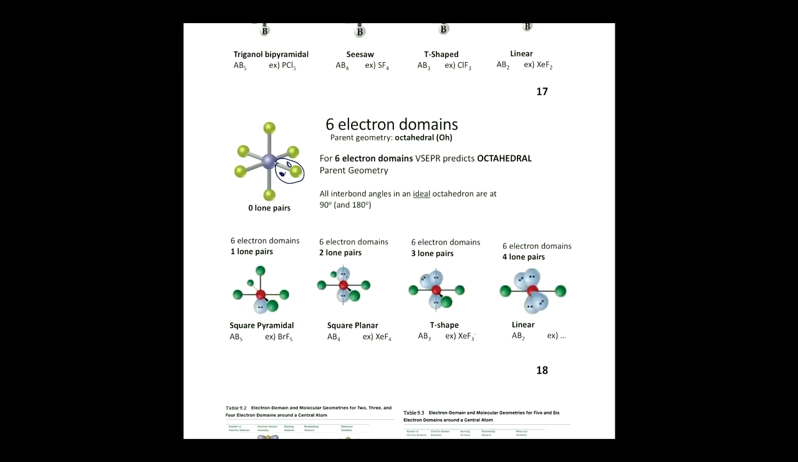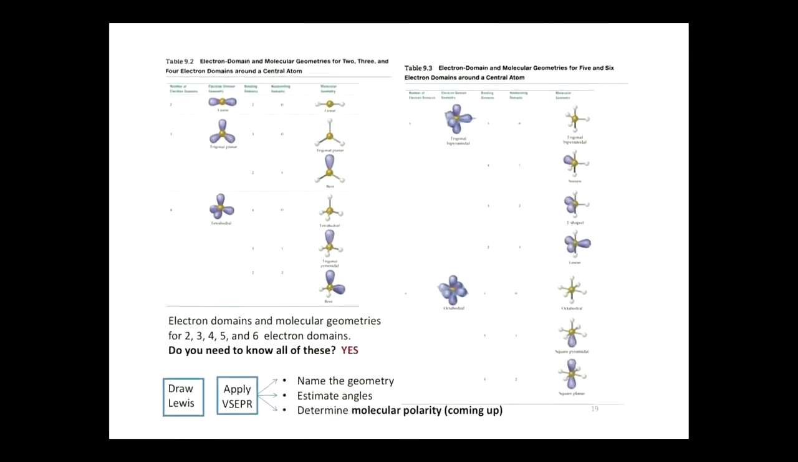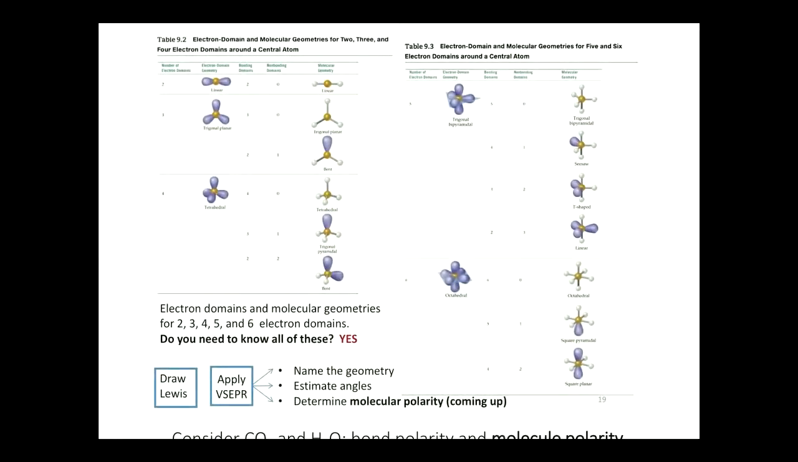Good? All right. So the question is, do you have to memorize all these shapes? Yeah, kind of. Yes, you do. How about the bond angles? Yes, you do, for the parent geometries, and then understand how to apply deviations. So yes, you need to know the names of the geometries and their bond angles. The next part is to determine overall molecule polarity.